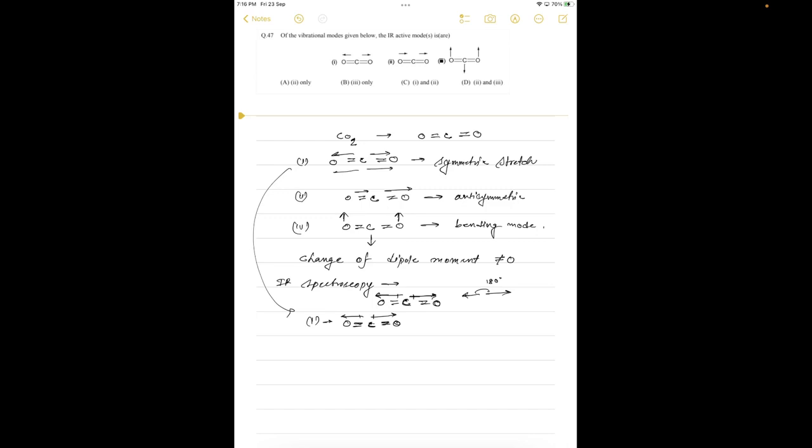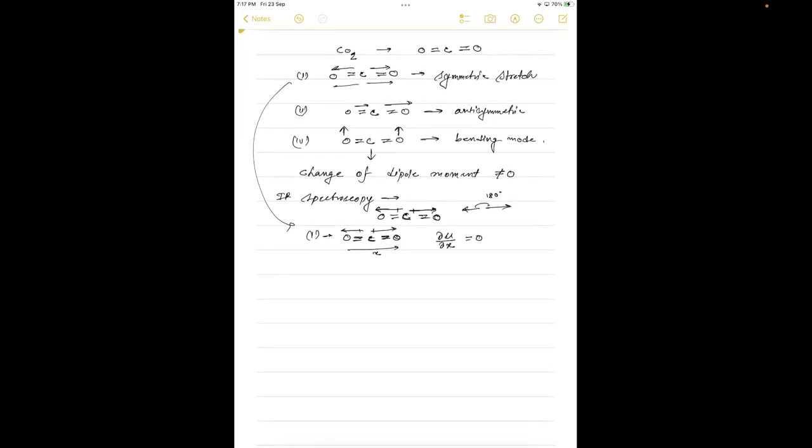So let's denote the change in dipole moment as del mu del x. What does this quantity mean? Del mu del x is the change of dipole moment with respect to the coordinate, let's say coordinate x. In this case it is 0. Why? Because for one CO bond the dipole moment is in one direction, and for the other CO bond the dipole moment vector is equal in magnitude and opposite in direction, so the resultant vector for that motion is 0. That's why option 1, the symmetric stretching mode, is IR inactive.